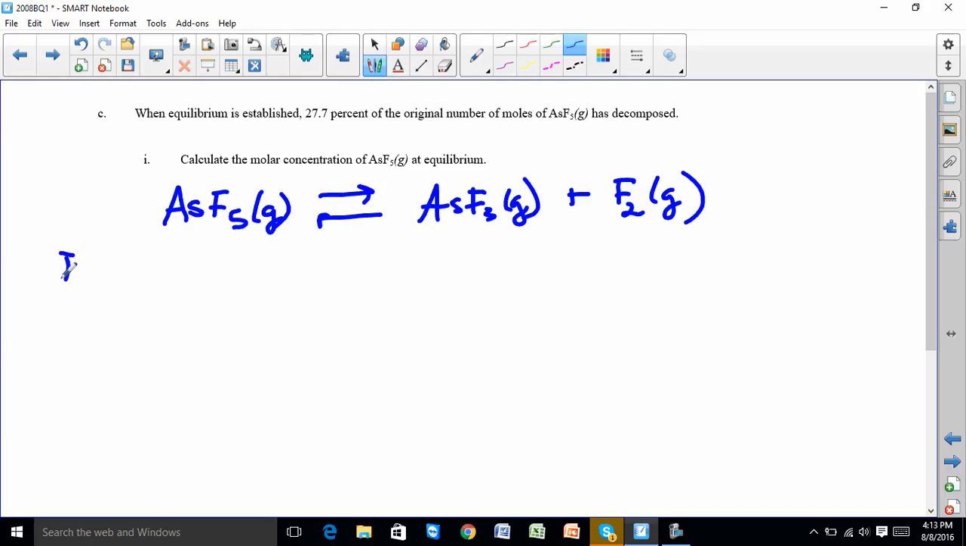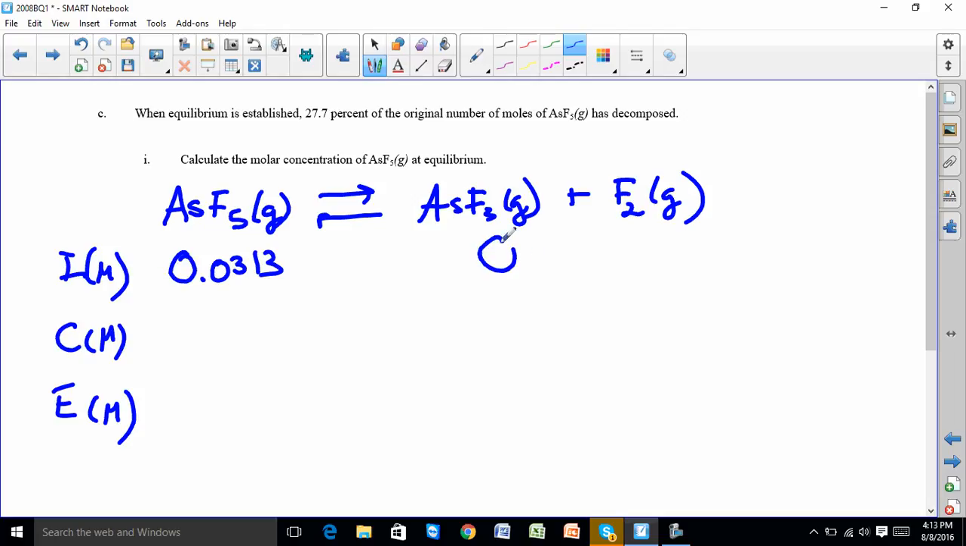Okay, so I'm going to set up an ICE chart, and it's using molarity, not pressure. So these are M's, not atm. And we just figured out that this starts out 0.0313 molar, has to be molar. And in the beginning, there's none of this and none of this. Now, an interesting thing happens. The problem tells you that 27.7% of this goes away.